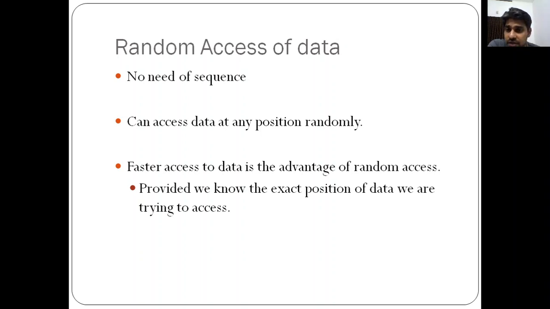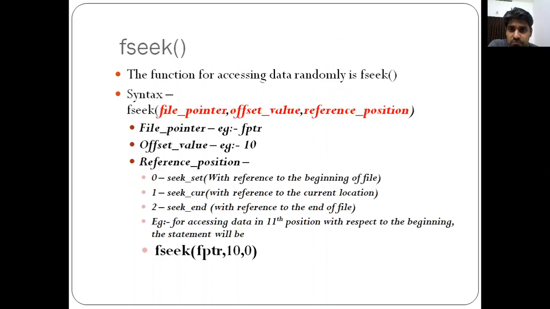There is no need for sequence; we can access data at any position randomly, which gives faster access to data. That is the advantage of this, provided we know the exact position. If we are not aware of the exact position we want, then it's a trouble. If we know the position, then things are pretty easy. These are some of the commands that we use for random access.